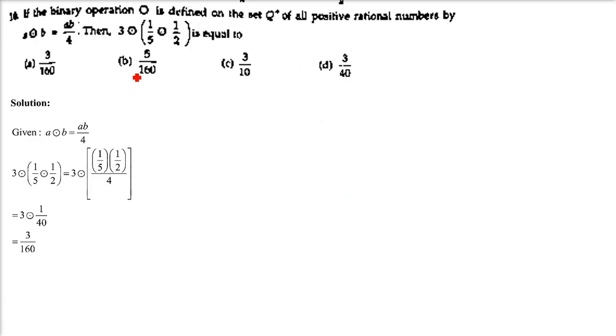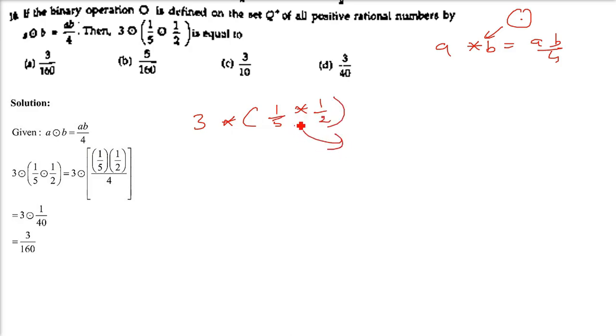Question number 10. If the binary operation is defined on the set Q plus of all positive rational numbers by A operation B is equal to AB by 4, then you have to find out 3 operation, 1 by 5 operation 1 by 2. 1 by 5 and 1 by 2 is what we have to do first. I'll use this star for the operation. So A star B is given by AB by 4, 3 star 1 by 5 star 1 by 2.